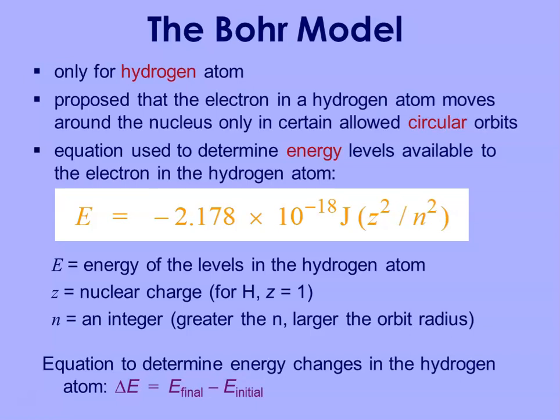And if you wanted to determine how much energy was going to need to be transferred to move from one energy level to another, you could calculate delta E by taking the difference between your final state that your electron was placed and its initial state.